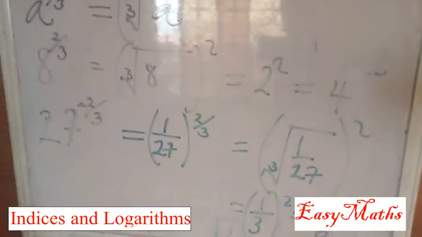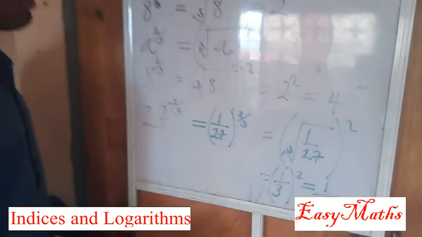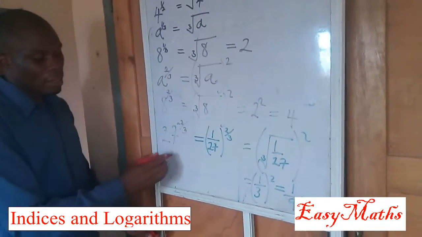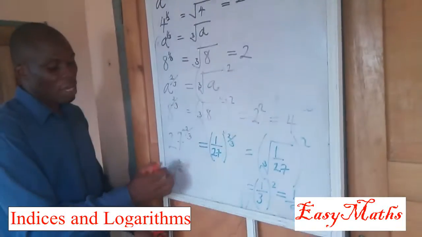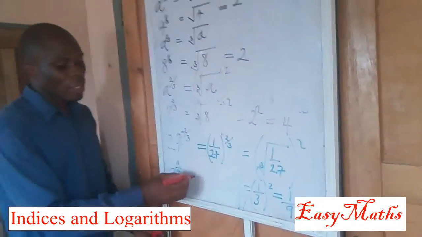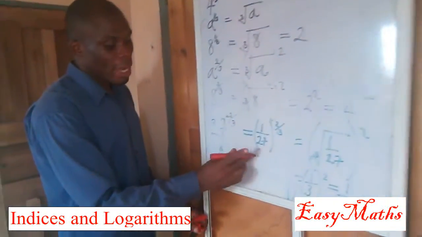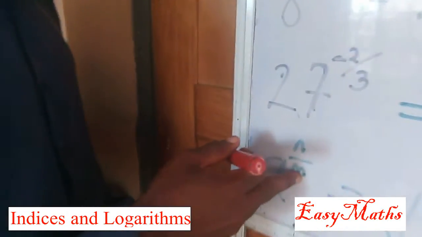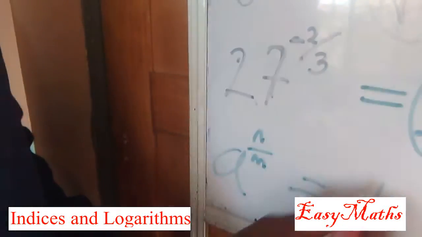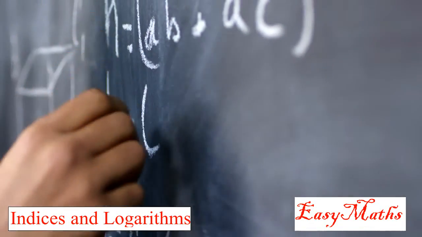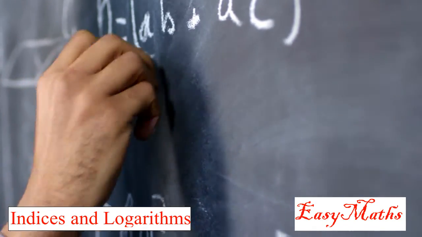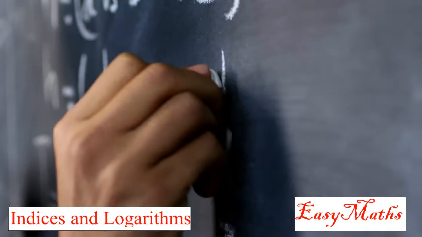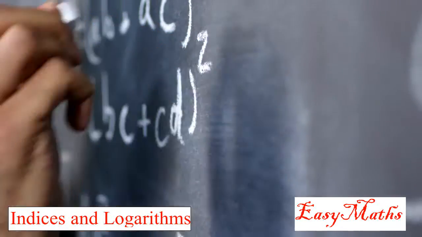I hope you understand that. So that is on fractional index. So we can say in general now, a raised to power n over m. N over m is a fraction. So it's the same thing as the nth root, mth root, because the denominator here is m, base root a, the mth root of a multiplied by n. So that's the general form of fractional indices.